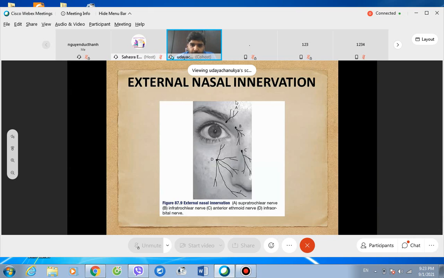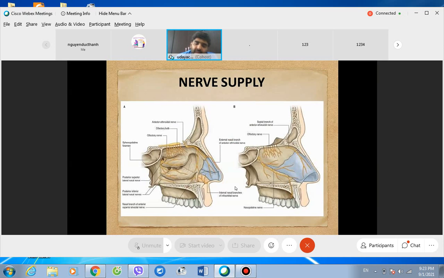This is the area of the supratrochlear nerve. This is the area of the infratrochlear nerve. This is the area of the anterior ethmoidal nerve, and one can easily say, this is the area of infraorbital nerve innervation. Coming to the nerve supply of the septum and the lateral wall.